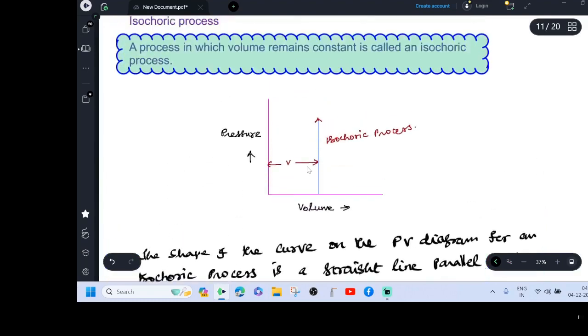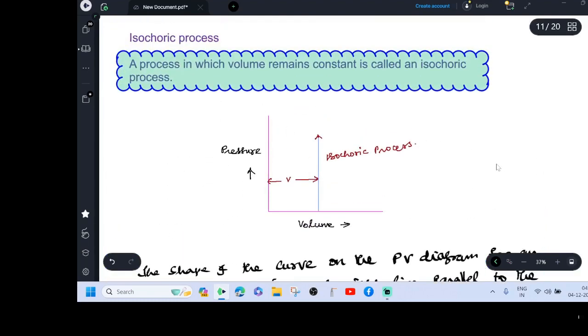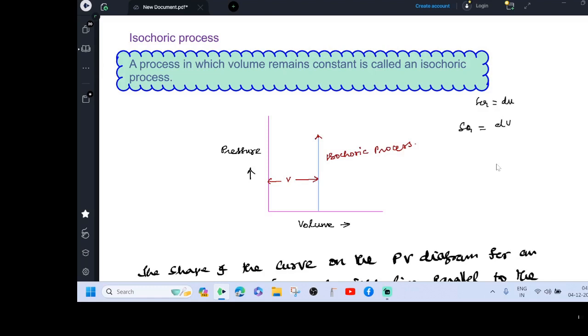See here, in the isochoric process, volume remains constant, so del Q equal to del U. Because from the first law, del Q equal to dU plus PdV. If it is isochoric, this factor is 0. So del Q equal to dU. The given heat energy is totally converted into internal energy.